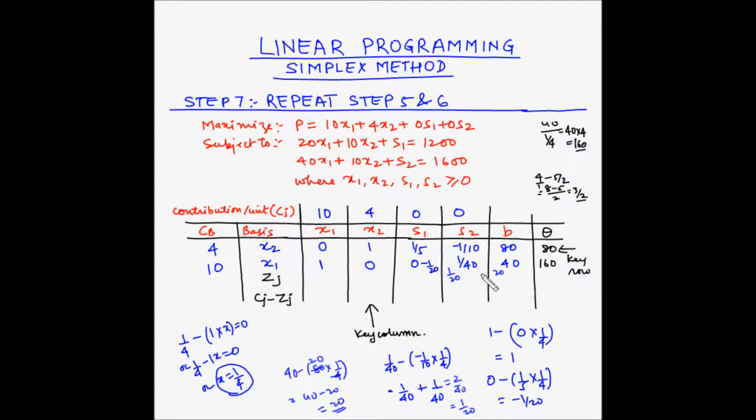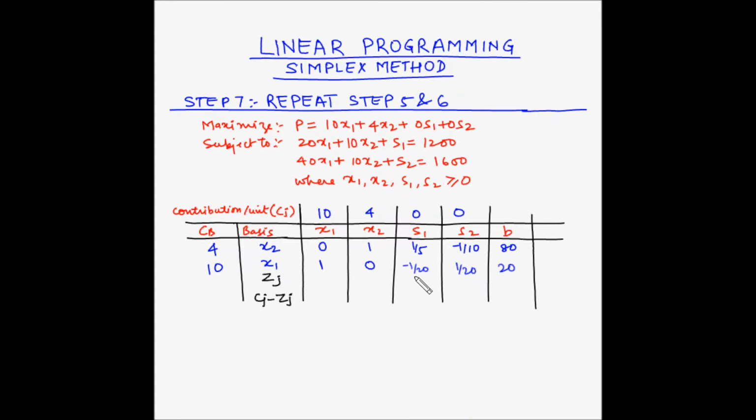So let me now replace these new values for this row. So I've replaced these values in x1 row. So this is our new improved solution. Now again, let's find the values of zj and cj minus zj to find out if this is an optimal solution or not.